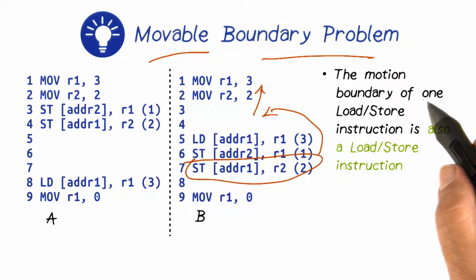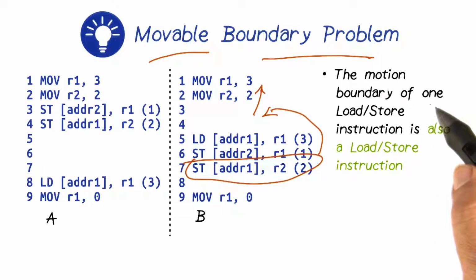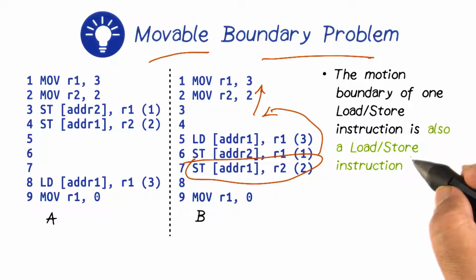So what is a movable boundary problem then? The motion boundary of one load store instruction is another load store instruction, and we have an ordering between the load stores. So in case we move one load store somewhere, it affects where the other load store could be moved. This particular problem is called the movable boundary problem. There are more details of this in the instructor's reference guide and in the paper that is assigned for reading.